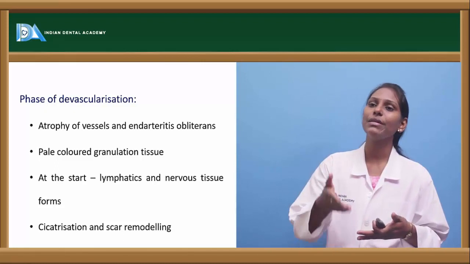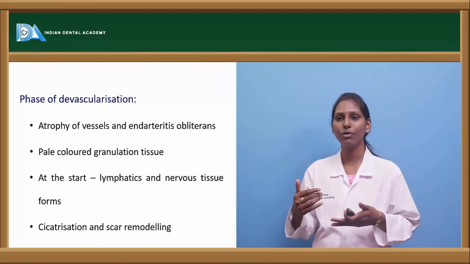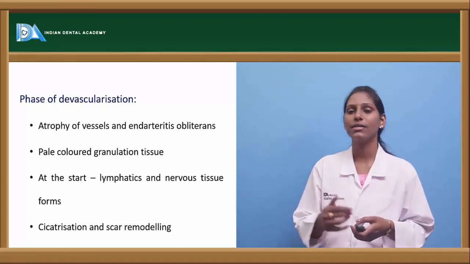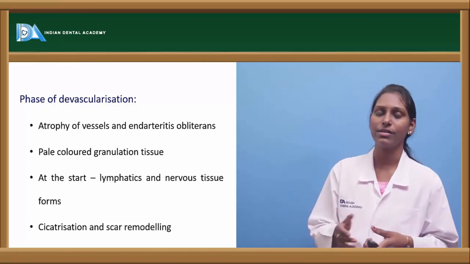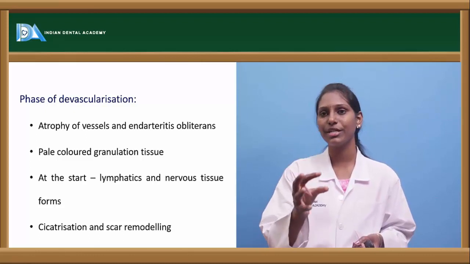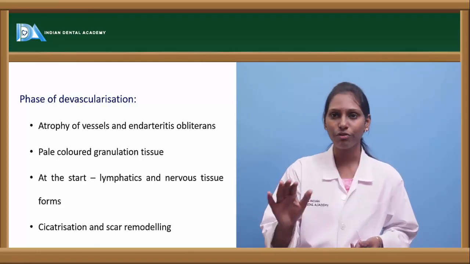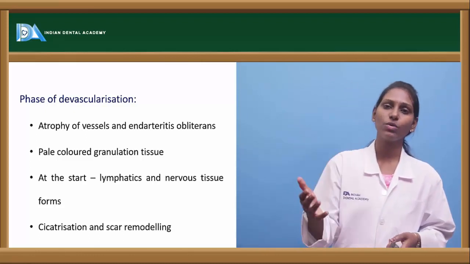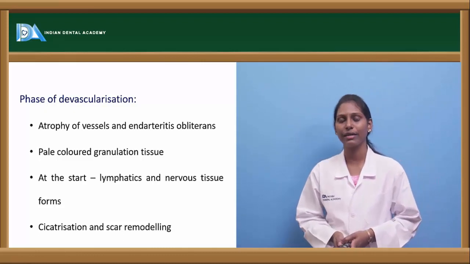This is because of atrophy of the blood vessels. At the start, what happens? Lymphatic tissue and nervous tissue form here in the start, and cicatrization and scar remodeling occur at the later phases. Remember, in case of any deep wounds, the sebaceous glands and hair follicles will not form. Whenever there is wound healing, these are not regenerated again.